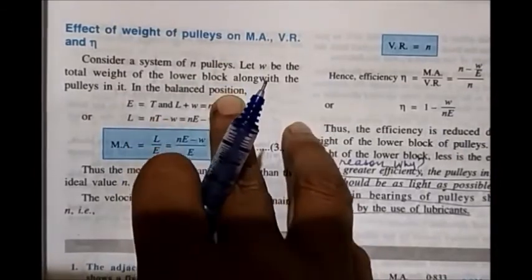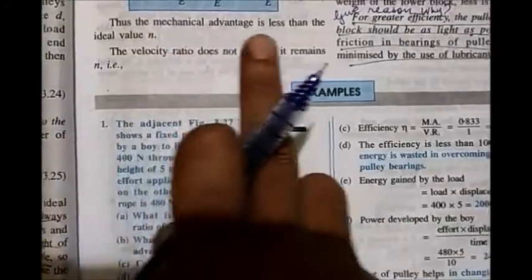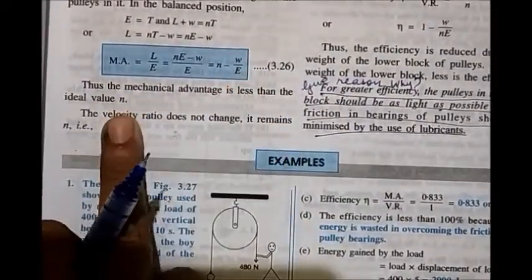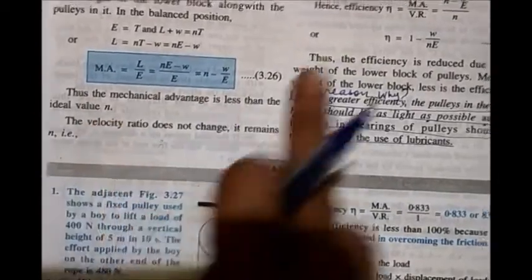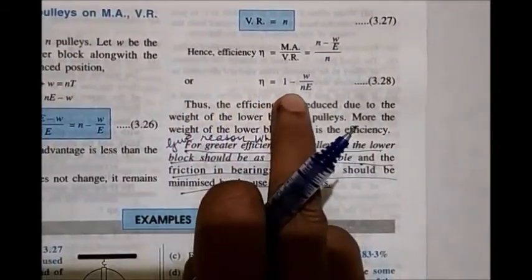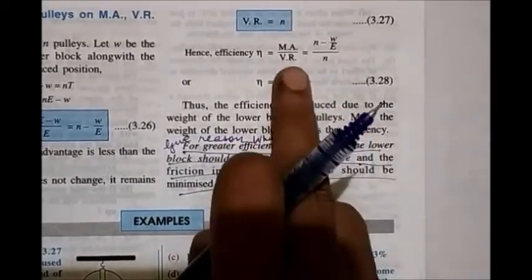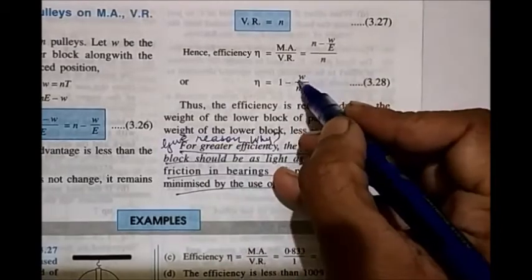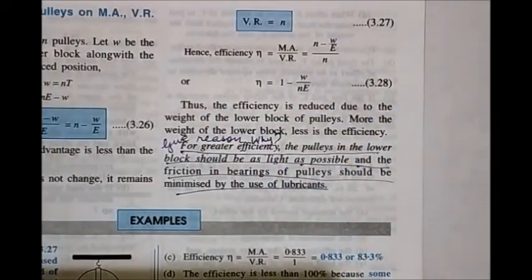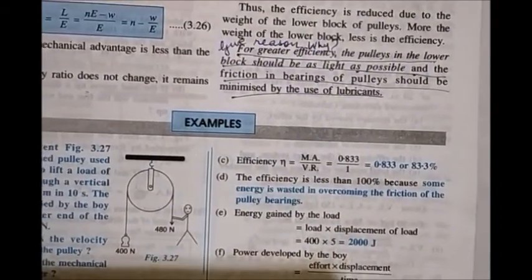Then you start this little derivation and finally you will say MA is N minus W by E, therefore it is less than N. Velocity ratio will not change, that will be N. So efficiency will also be less than 100%, 1 minus W by NE. So for greater efficiency, this W should be as small as possible. That's the conclusion of this reasoning question. Thank you, children.